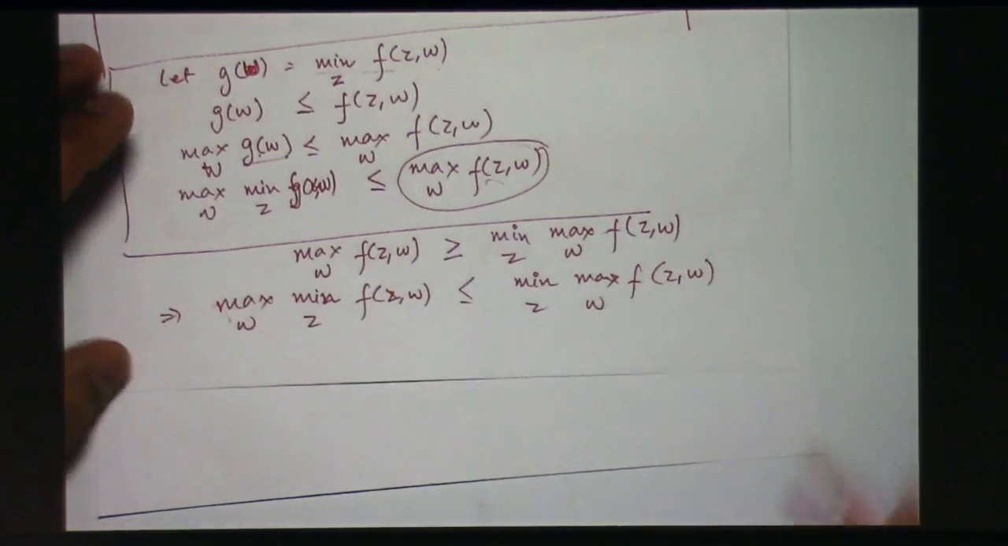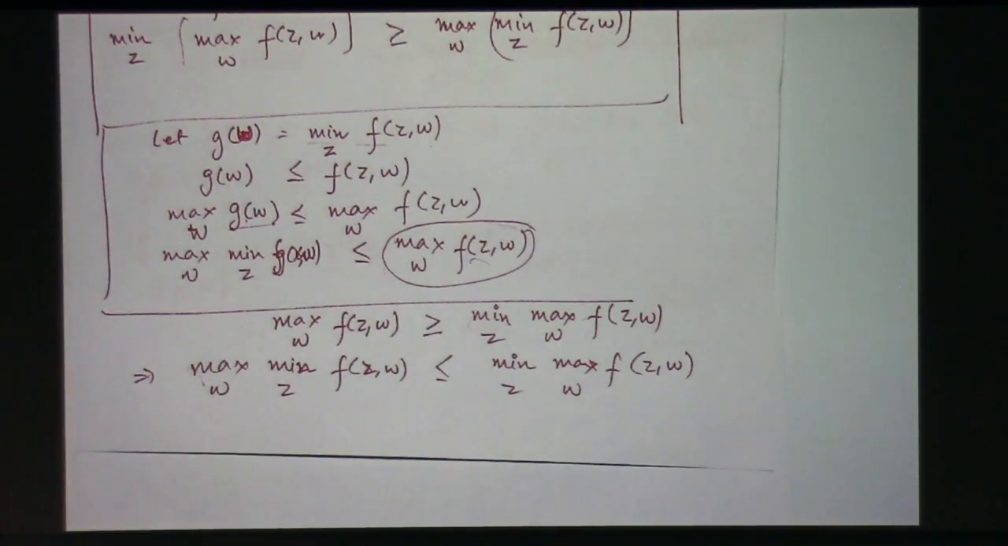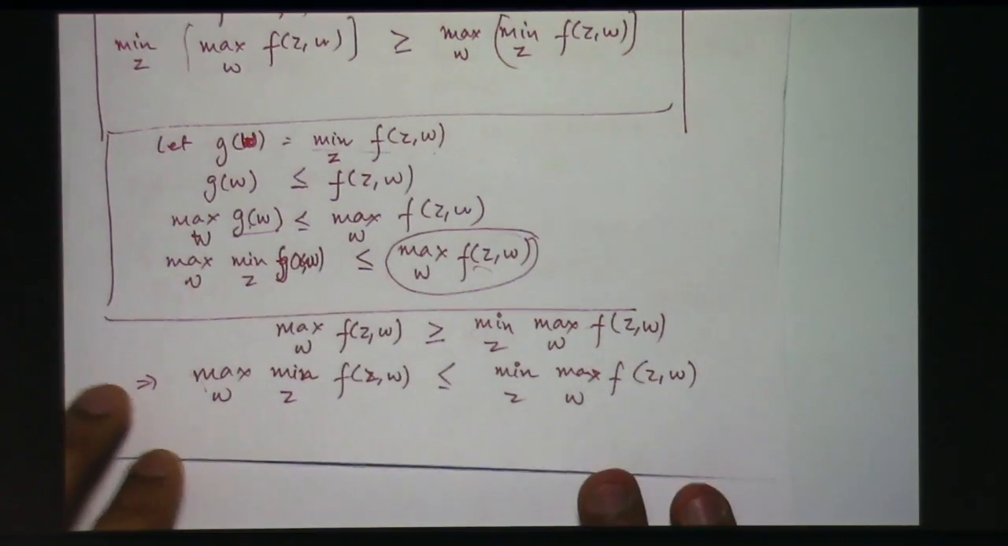Look at it later, when you have more leisure time. But the idea that the min-max theorem tells you is that if you took max first and then min, that will be greater than if you took min first and max later.